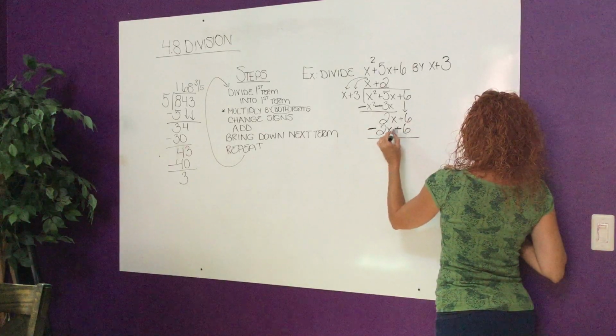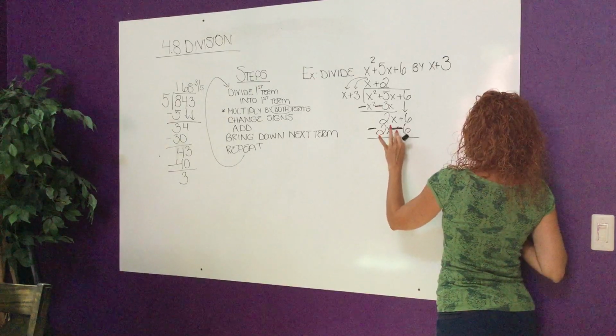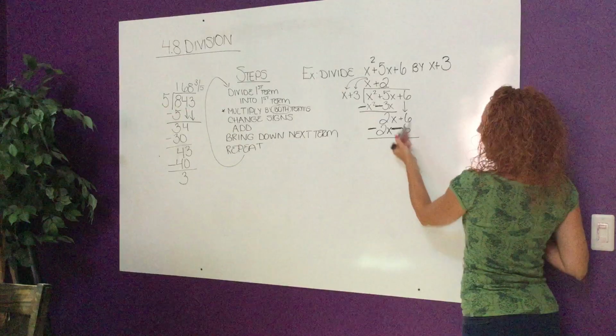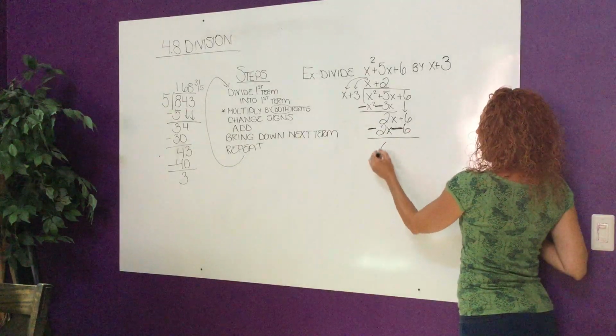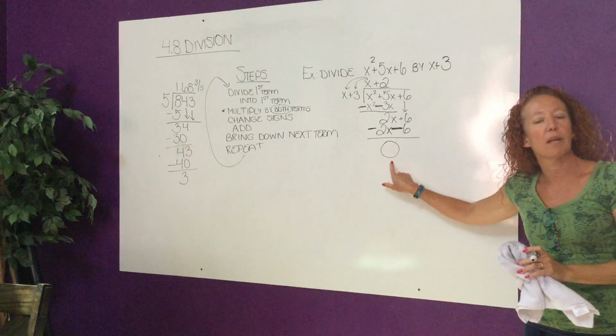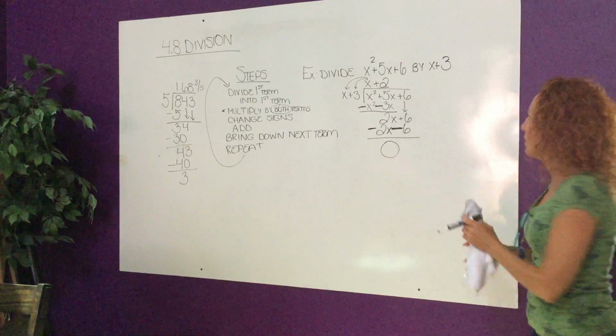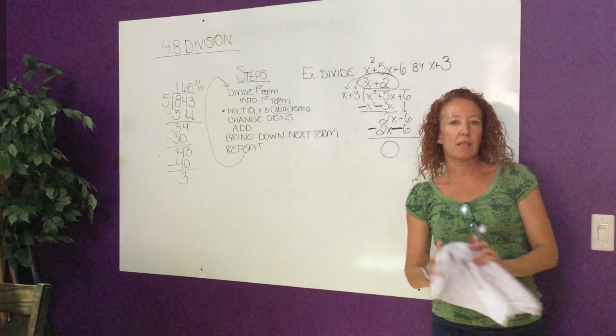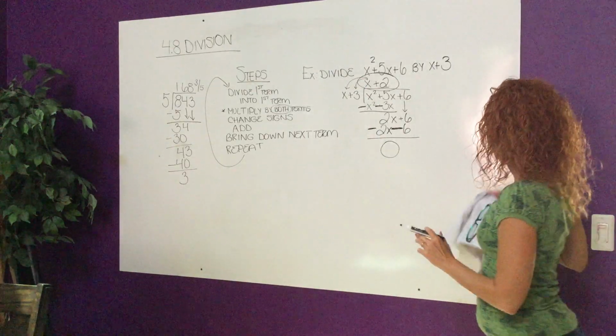Change my signs. Don't forget to change both signs. Okay? And then when I add these straight down, you can see everything drops out. If you don't have a number right there, you have a remainder of 0, and that's your answer. So I made the first example work out perfect. Let's do it again.